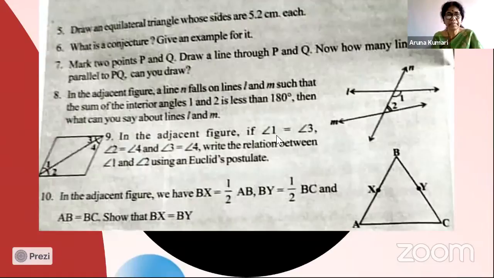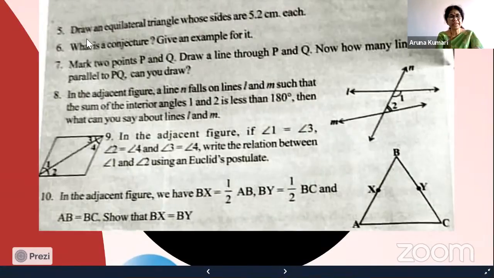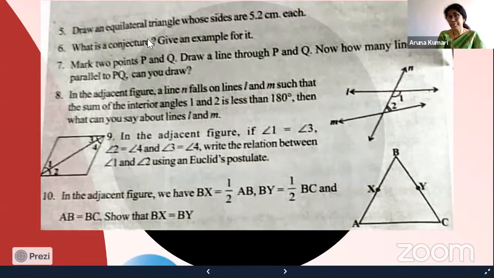See the problems I have given to you. I think you may complete it because you have to show, you have to upload. See here, the sixth problem. What is a conjecture? Give an example for it. See, in other chapters also you will get this. What is a conjecture?